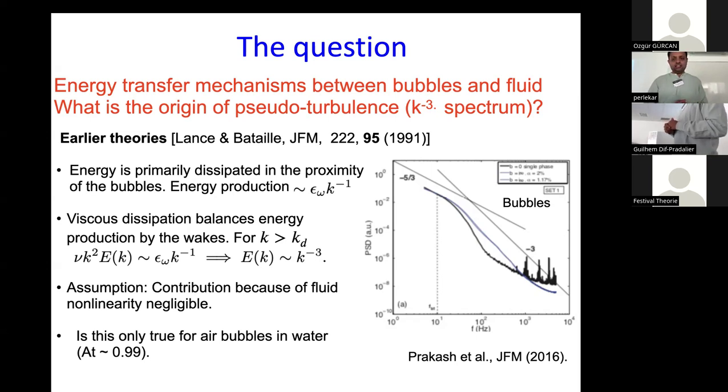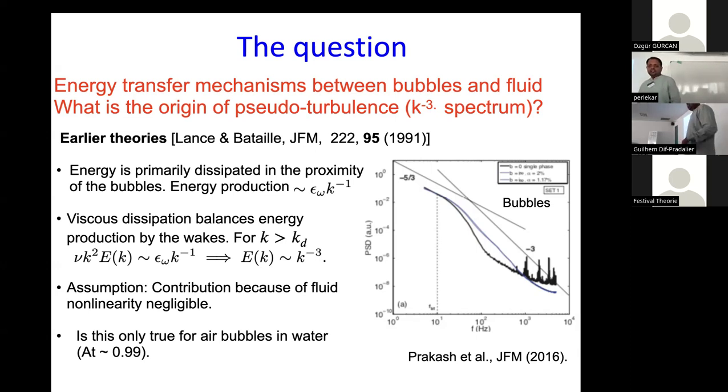The black colored curve is the energy spectrum of forced homogeneous isotropic turbulence. The blue colored curve is the one for bubbly flows. Both of these are experimental. And then this is the -3 scale.